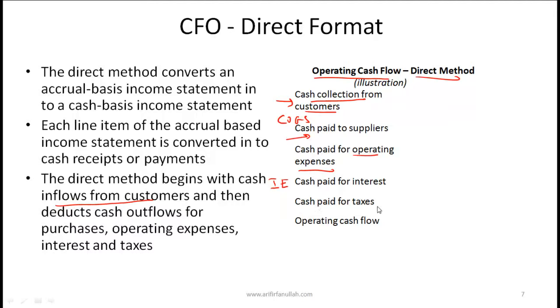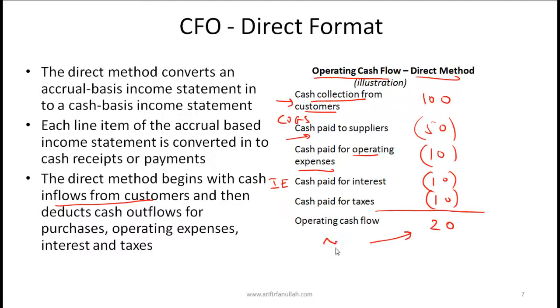The cash paid for taxes, and after subtracting all these amounts, so say this is 100 and then cash paid to suppliers 50, and cash paid for operating expenses 10, cash paid for interest 10, and cash paid for taxes 10, your operating cash flow would be 50, 60, 70, 80. So this is 20. So this is the rough equivalent of your net income on the income statement. But the difference is that this is based on actual cash that comes in and goes out.